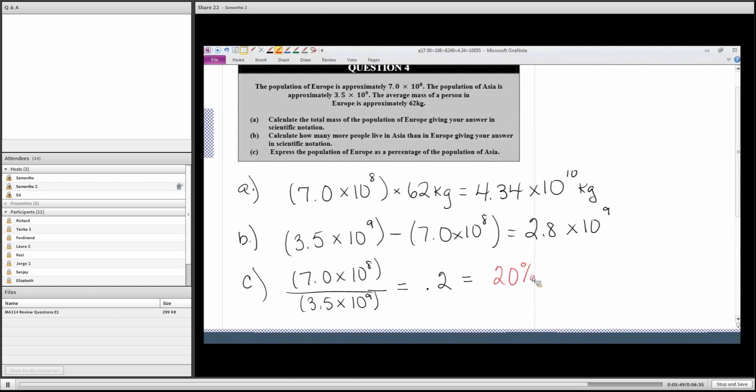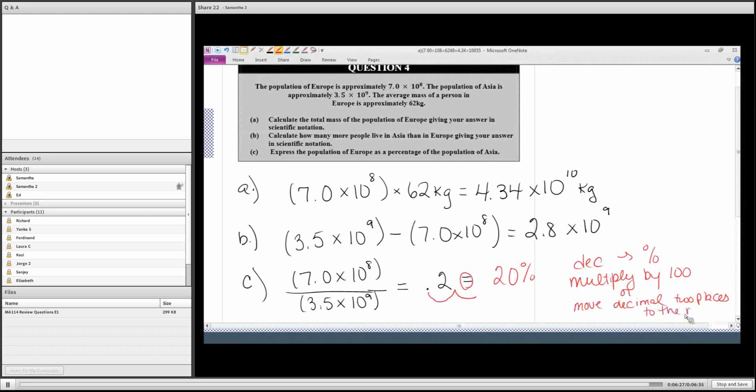So the shortcut to change a decimal to a percent, don't tell anybody I'm telling you this, is you move the decimal place 2 places to the right, and you get 20%. This is equivalent to multiplying by 100. So to change a decimal to a percent, you multiply by 100. Or the little shorthand, move the decimal 2 places to the right. You didn't hear that from me. So that's problem number 4.